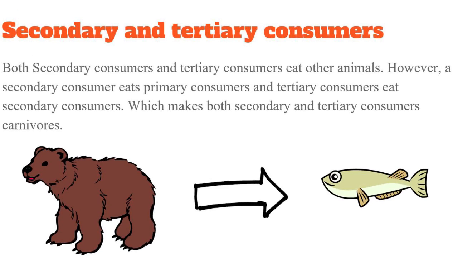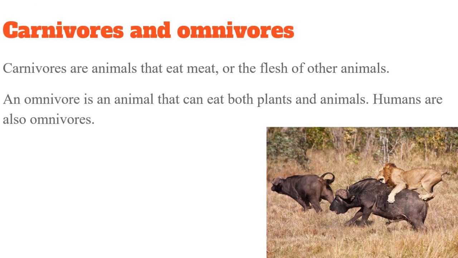Both secondary and tertiary consumers eat other animals. However, a secondary consumer eats primary consumers, and a tertiary consumer eats secondary consumers, which makes them both carnivores. Carnivores are animals that eat meat or the flesh of other animals, and omnivores are animals that can eat both plants and animals. Humans are considered omnivores.